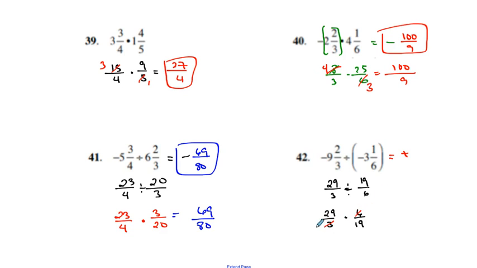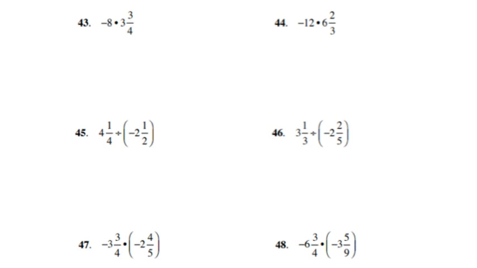So 6 and 3, 3 goes in there once, goes in there twice. 29 times 2 is 58. 1 times 19. And then you'll have 58 over 19, which does not simplify. So you're just going to leave it as 58 over 19 as an improper fraction. Alright, keep them going. A couple more to go.